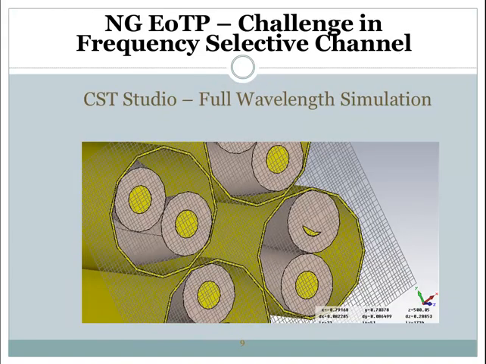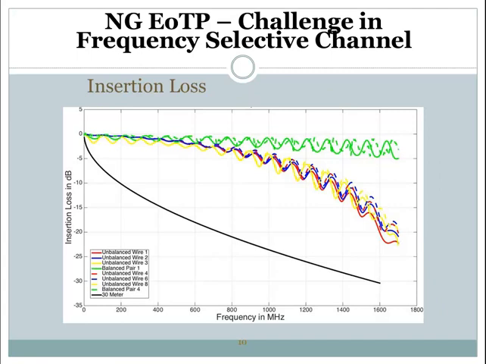So we need some insight about the cable channel condition. Then we use CST Studio, which is a full wavelength simulation, to simulate a very short cable to see what exactly the channel condition is like for the short cable. This figure is the insertion loss of the 1 meter long Cat7 cable.